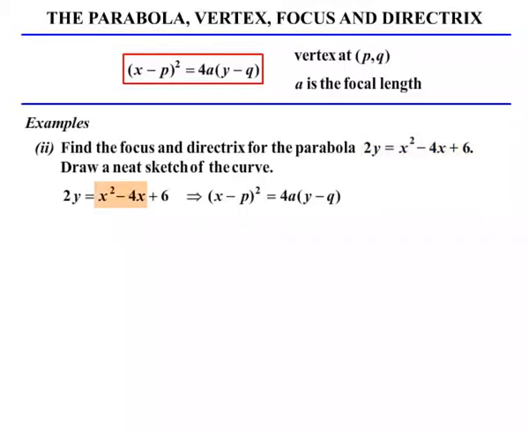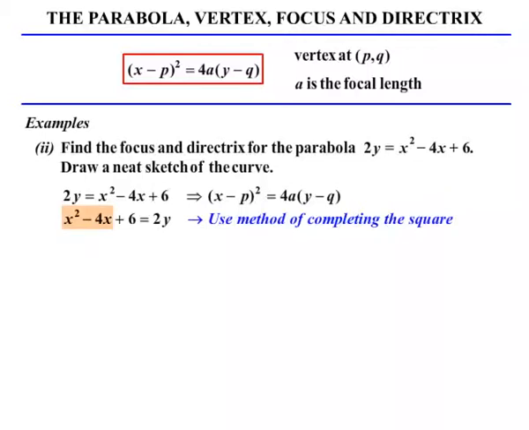Now again, it's of this form, (x minus p) squared equals 4a(y minus q). But if we have a look at it, x squared minus 4x, we'll need to do what's called completing the square. Firstly, we'll just write the x squared, etc. on the left-hand side equals 2y. Just swap the signs. Now, use the method of completing the square. What that means, x squared minus 4x. We're going to write that down. Then with the positive 6, we move that over, becomes minus 6. So we'll have 2y minus 6.